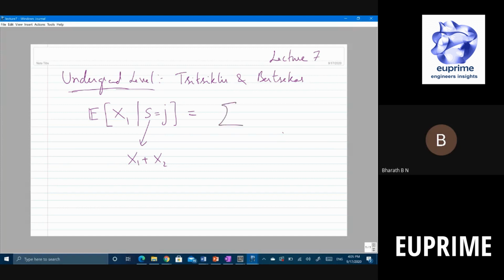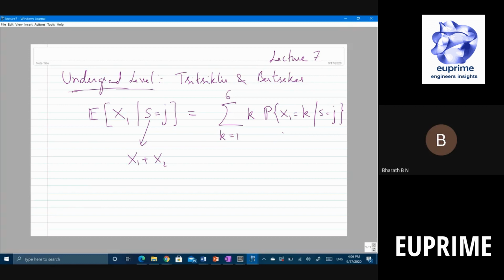How am I going to write this? Over k, I'll write the limits later. So this is k, into the probability of x1 equal to k given S is equal to j. You agree with this? Now, what is the probability that x1 is equal to 7 when k is 7? It is 0, because you only have 6 sides. So this limit cannot be more than 6 for sure. So you might say that this is from 1 to 6.